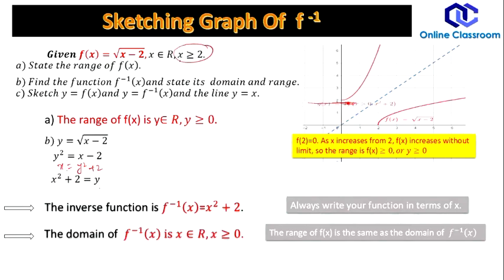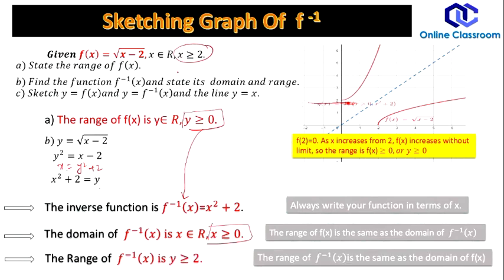This function having domain x is more than equal to 2 and the range y is more than equal to 0. So the range of the function becomes the domain of the inverse function. You see here the domain. Please note down this property. And the domain of the function becomes the range of the inverse function.